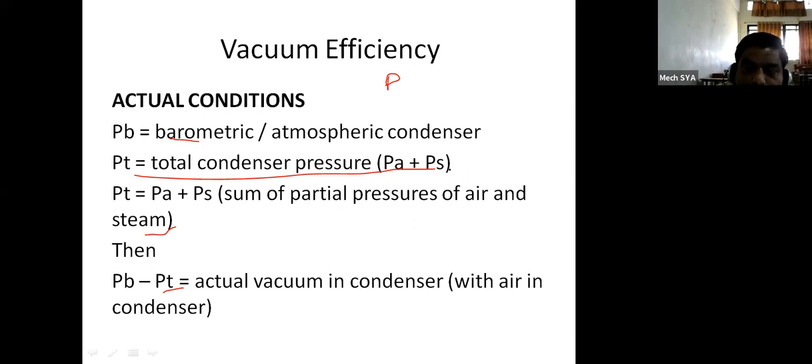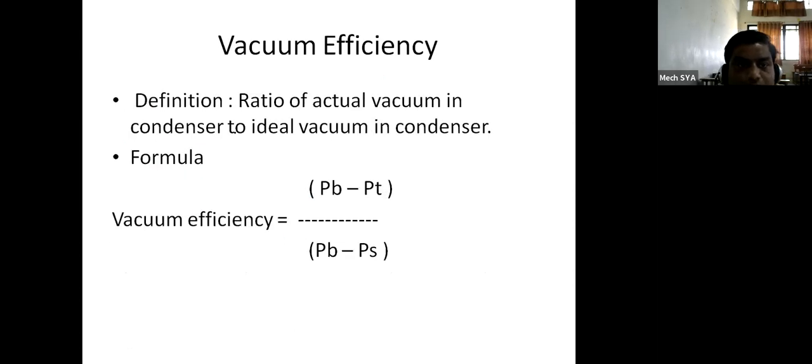Dalton's law says that the total pressure inside the condenser is equal to the partial pressure of air plus the partial pressure of steam. Therefore PA plus PS is equal to PT, and due to this air pressure the vacuum decreases. So PB minus PT is the actual vacuum, with whatever air is present inside the condenser, which is less. The ratio of actual vacuum inside the condenser to the ideal vacuum is called vacuum efficiency.